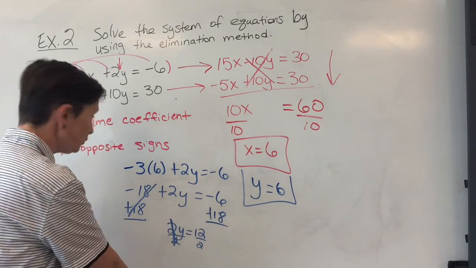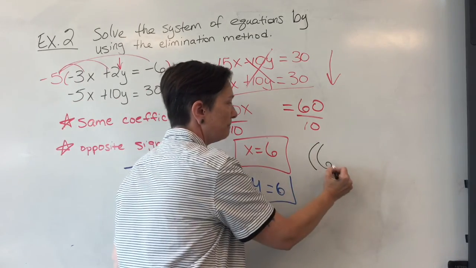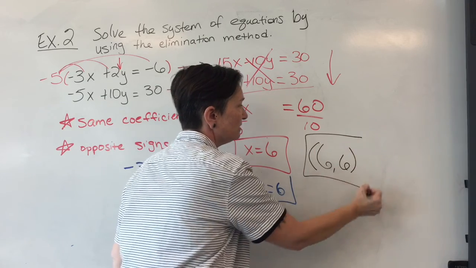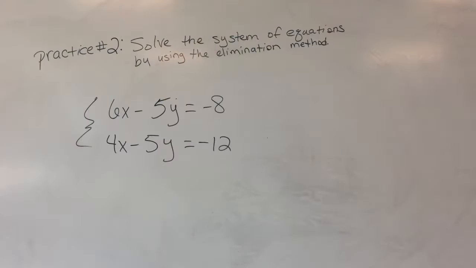Let's finish this solution out by writing my answer as a coordinate. So 6, 6 would be the solution to this system. Please pause the video again and work on practice problem number 2 in your notes.